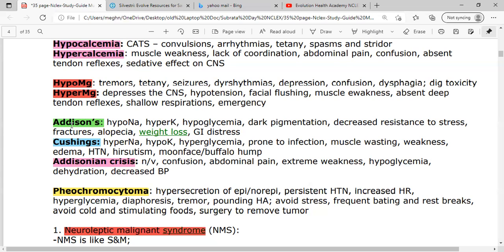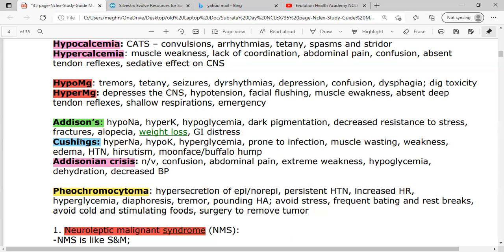Addison disease, all is down. Steroid hormone secretion goes down, reduced. We see hyponatremia, sodium goes down, glucose goes down, hypoglycemia, dark pigmentation, decreased resistance to stress, easy fracture, alopecia, weight loss, GI disturbance. All is down except potassium. Potassium level goes up, hyperkalemia. So if my patient is diabetic, it is important to adjust the sugar and insulin level.